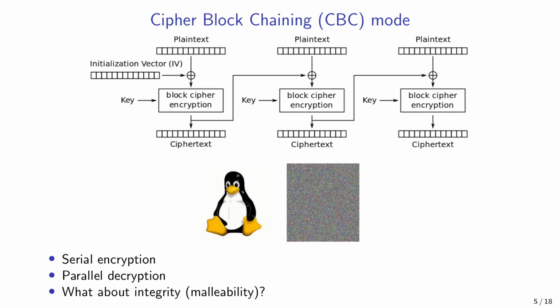What about integrity or malleability? What happens to the plaintext if an attacker modifies a single bit in the ciphertext? Remember, in one-time pad and stream ciphers, the same bit would be flipped in the decrypted plaintext. But what happens here? What happens if we modify, let's say, the first bit here in the first ciphertext block? When decrypted, will we get the same plaintext here? Or the plaintext with a single bit flipped here?